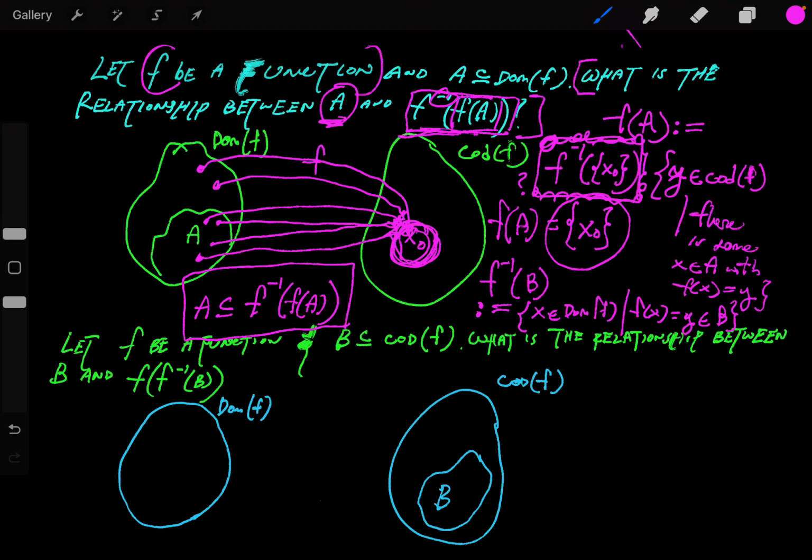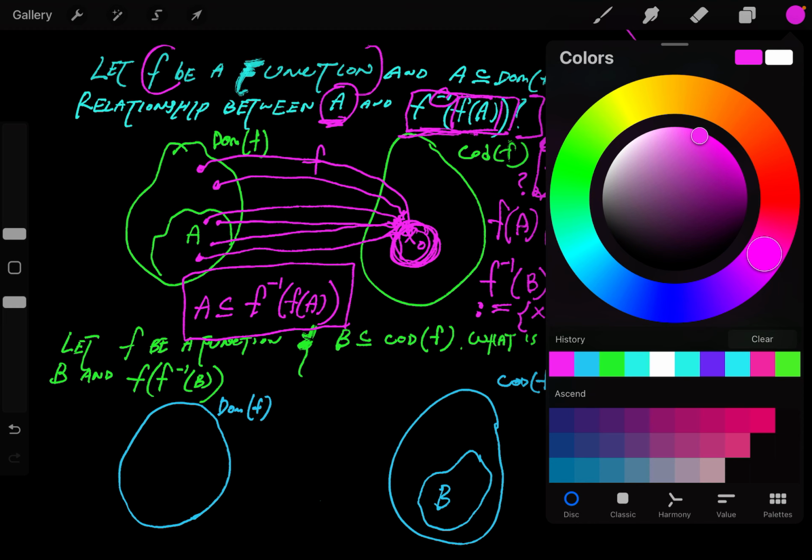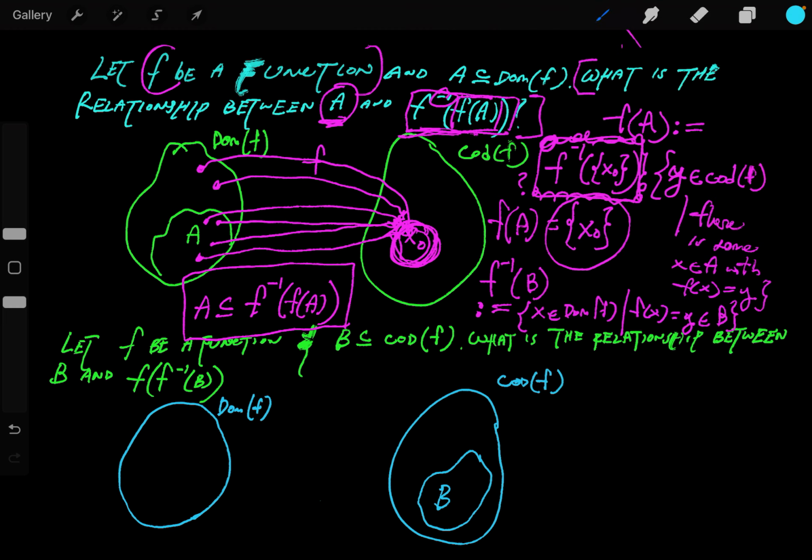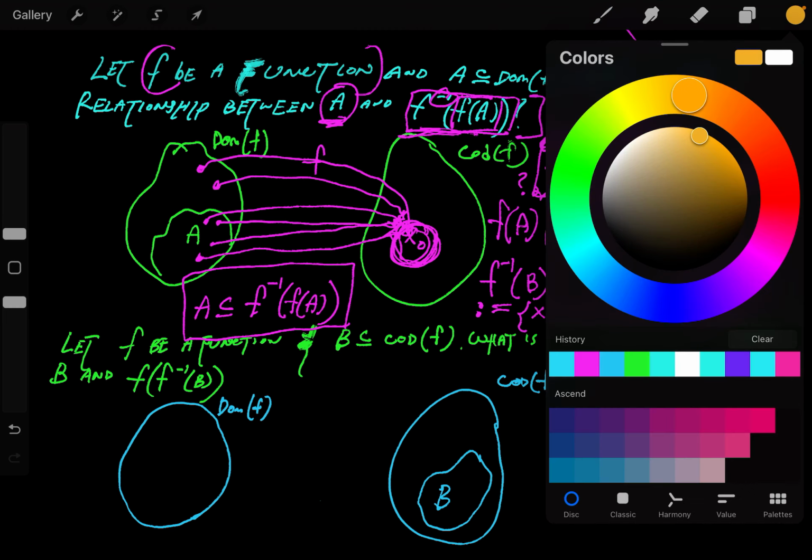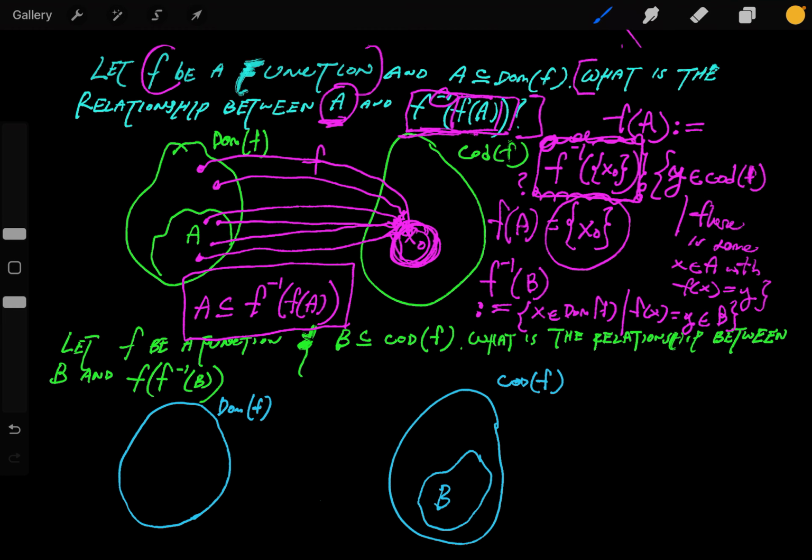Now, for the next one, we want to play a similar game. We want to sit here and figure it out. I don't even know what the relationship is. I sit here and I figure it out, because I draw these pictures. So now, in this case, it's saying that we have B, some subset in the codomain of F. What is the relationship between B and the image of the pre-image?